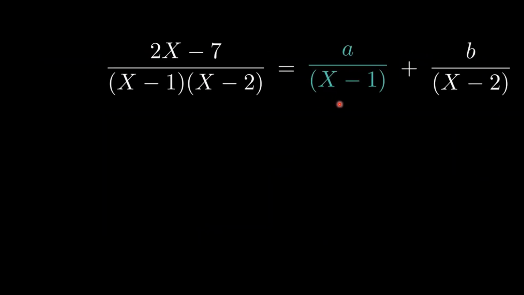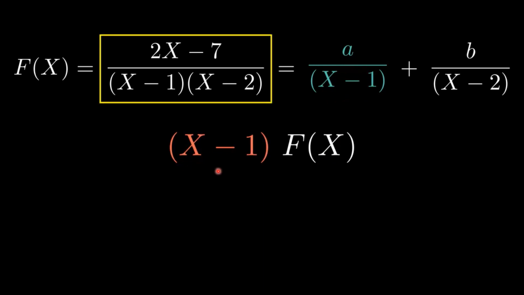Here we focus on the constant a. We will look for a. Take a look closely. By which factor do you multiply the fraction to eliminate the denominator, to make the polynomial below this constant a disappear? Note f of x. So f of x multiplied by this factor x minus 1.